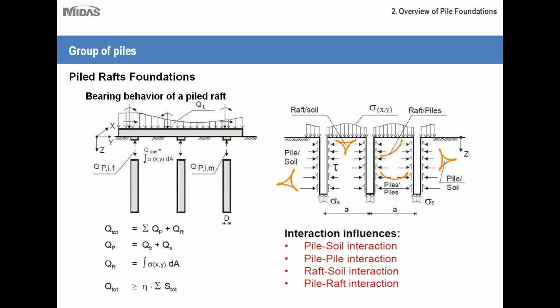These interactions are very critical in governing how the piled raft will behave and perform, and its bearing capacity at the end. The total bearing capacity of the piled raft will be the summation of the bearing capacity of the piles plus the bearing capacity of the raft. And the pile bearing capacity is itself the summation of the base capacity plus the shaft capacity. The raft bearing capacity is the contact stress over the area of the raft. And this total bearing capacity should be larger than the applied loads multiplied by the factor of safety.